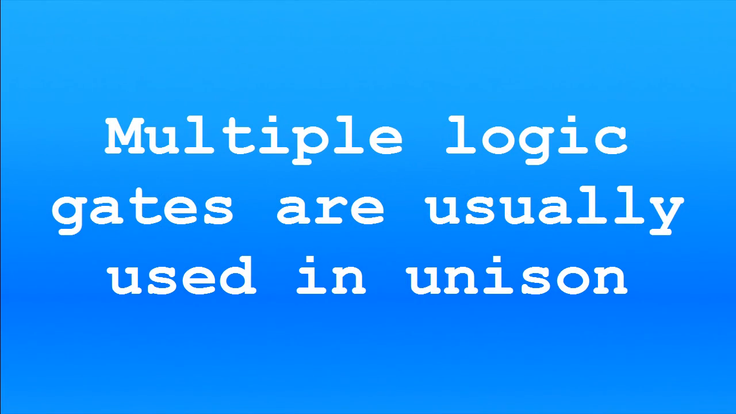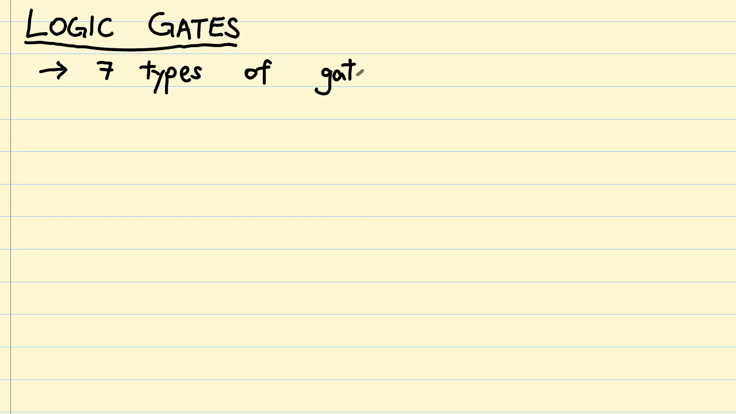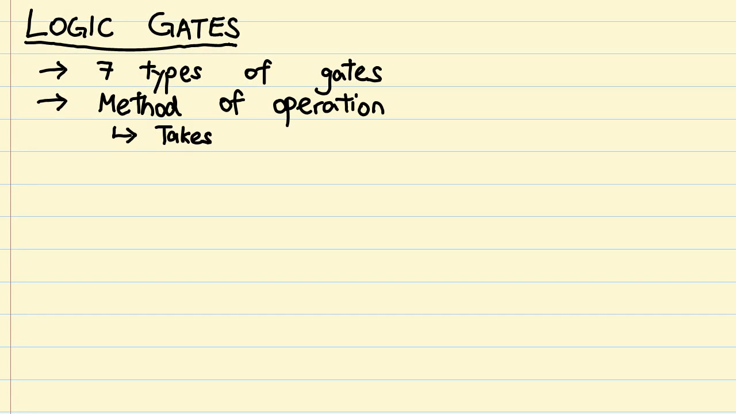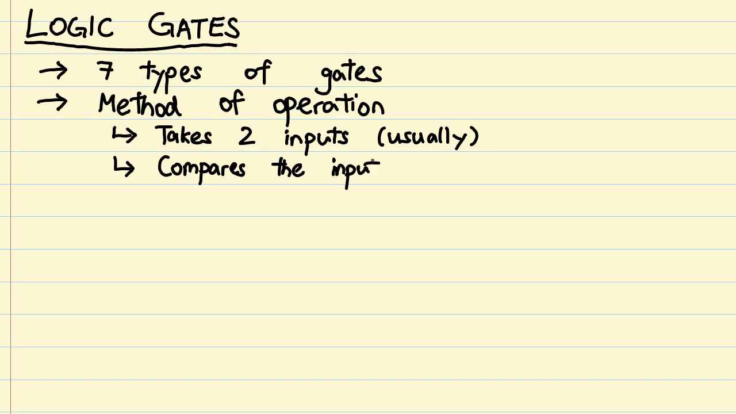A single logic gate won't do much, which is why in processors there are actually millions of logic gates, all working together to process large amounts of information simultaneously. Let's now take a closer look at logic gates. There are 7 types of logic gates. Most of these take 2 inputs and compare them, producing a single output based on this comparison.